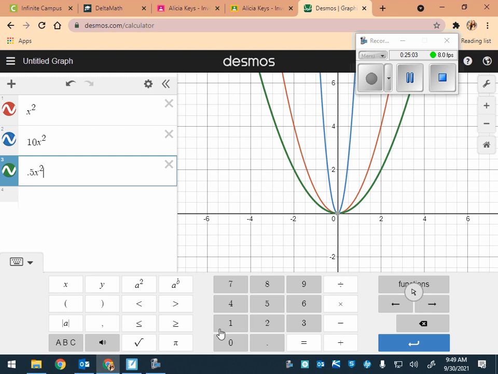So this could be any fraction. However, if you have a fraction 5 over 4, 5 over 4 is greater than 1. So therefore, it will be a vertical stretch. So this number has to be between 0 and 1. Okay? So it's a fraction. Yes. What if you did 0? Because 0 times anything is what? 0. So it would just be a line.